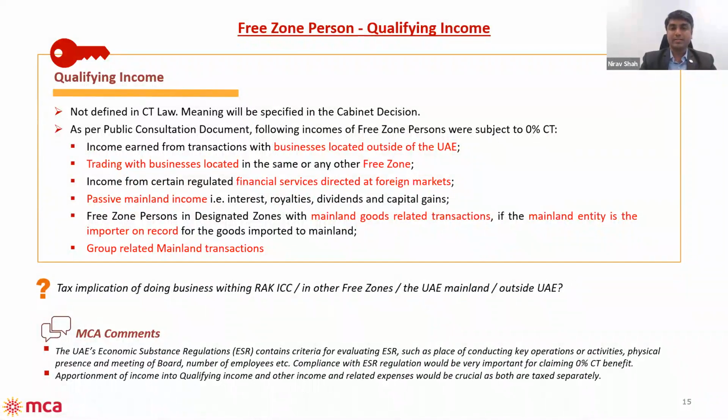Now, the question which is of utmost importance for us is, what will be the tax implication of doing business with RAK ICC, within RAK ICC, other free zones, UAE mainland or outside the UAE? This analysis will depend upon, again, whether we are a resident or a non-resident, whether we are a free zone entity, and whether the income which I am earning is qualifying income or other income. Based on this analysis, this can be answered. Presently, we are awaiting clarity on this, and once the cabinet decisions are announced, this analysis can be performed.